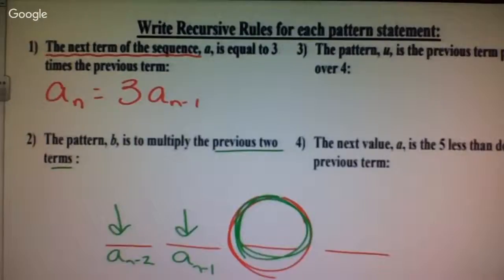Okay, so if I'm trying to find this number, it says I need the previous 2 terms. So a sub n minus 2, it's 2 spaces back. And a sub n minus 1, it's 1 space back. And what do I need to do to them? I need to multiply them. A sub n minus 2 times a sub n minus 1. Technically, this should be b because it's talking about b. So it would be b sub n minus 2 and b sub n minus 1.